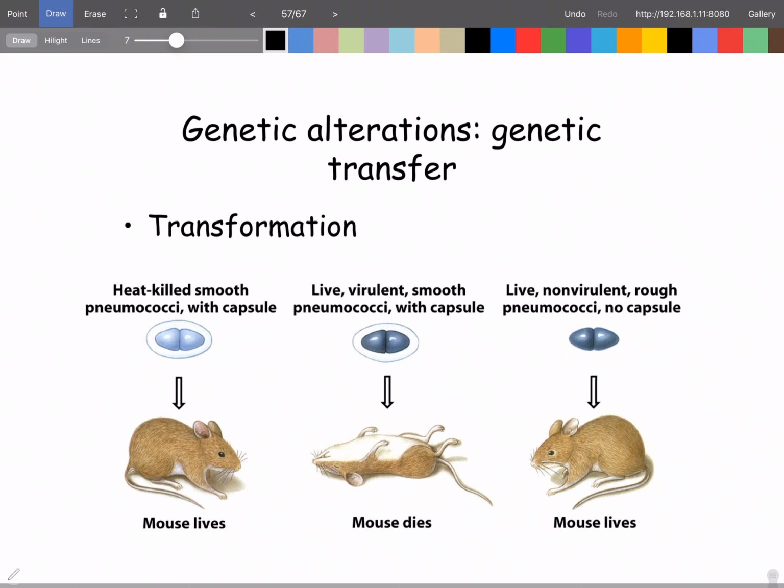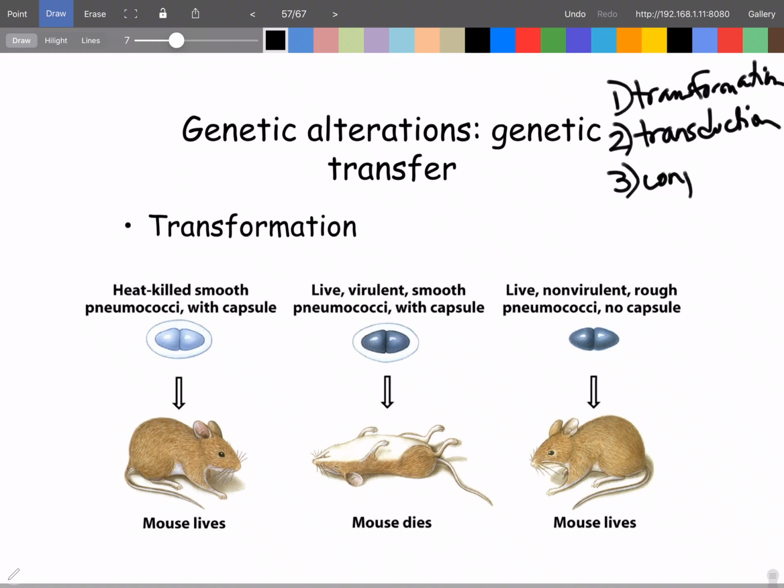So we're going to talk about mechanisms in which you can do lateral gene transfer. These mechanisms include a process known as transformation, a process known as transduction, and another process that we call conjugation. These are the three processes of lateral gene transfer that we're going to address. So the first one is transformation.